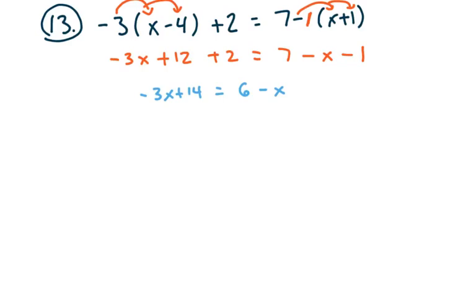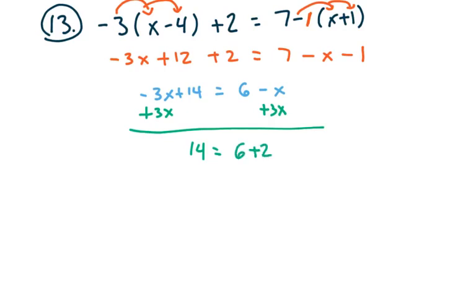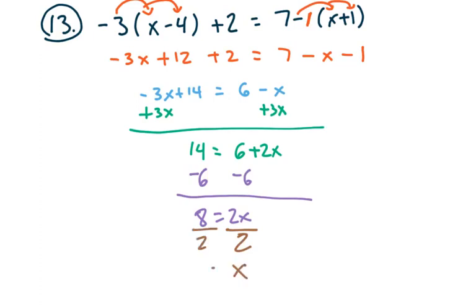Okay, next up, we want to put like terms together. I like to always make the variable positive. So that means I would add 3x, right? And it'll give me 14 equals 6 plus 2x. Be careful with the positive negative signs. And then I'm going to move the 6 over. We have 8 equals 2x. And then to finish it off, I'm just going to divide by 2. And x is 4.